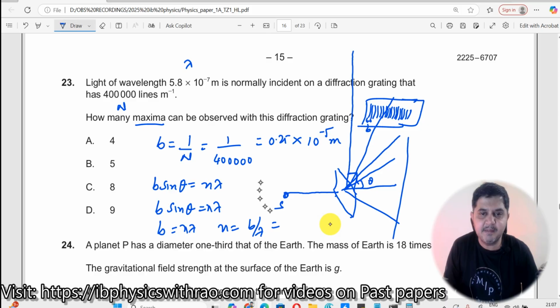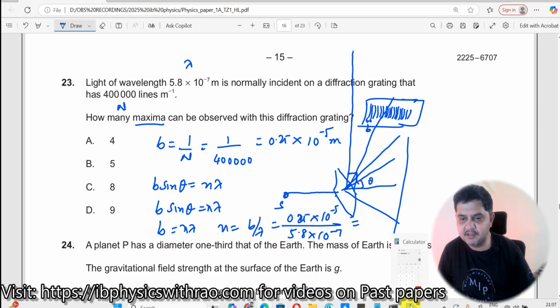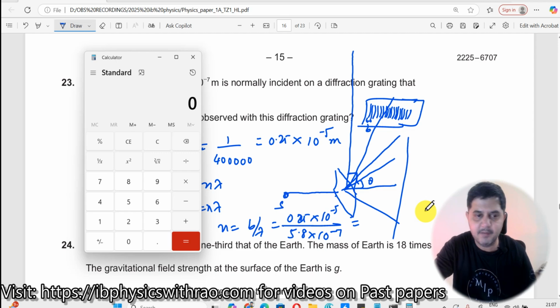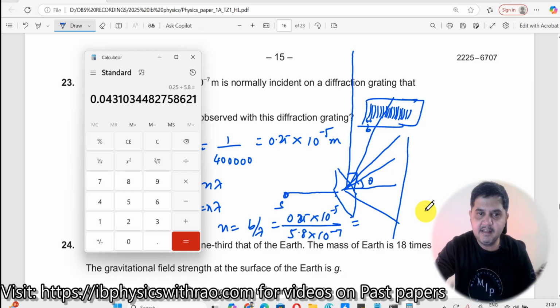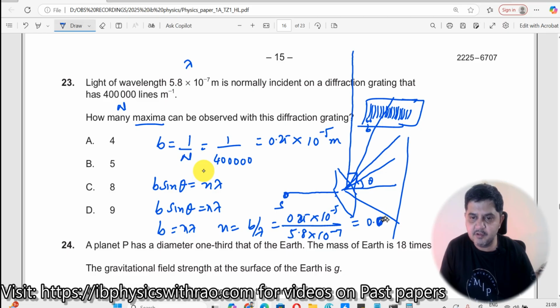Now let us calculate the value of n. What's the value of b here? b is 0.25 × 10^-5 divided by what's the value of lambda? 5.8 × 10^-7. When I do this calculation, so that you get clarity on what we're doing, 0.25 divided by 5.8, I get 0.043. Then 0.0043 times 10^-5 plus 7 becomes 10^2 over here. So when I multiply this by 10^2, I get 4.3, and I'll just take 4.